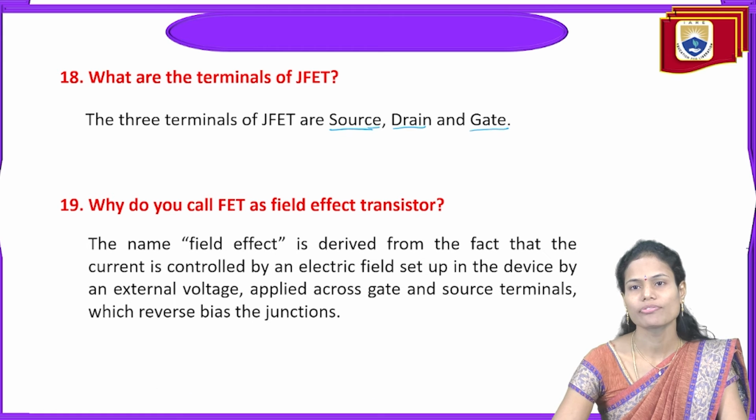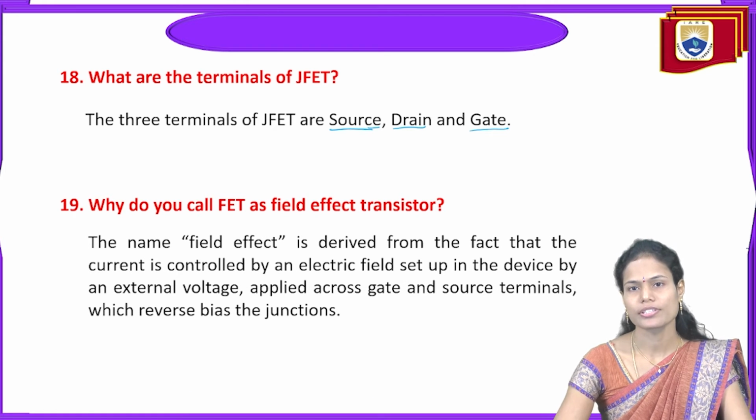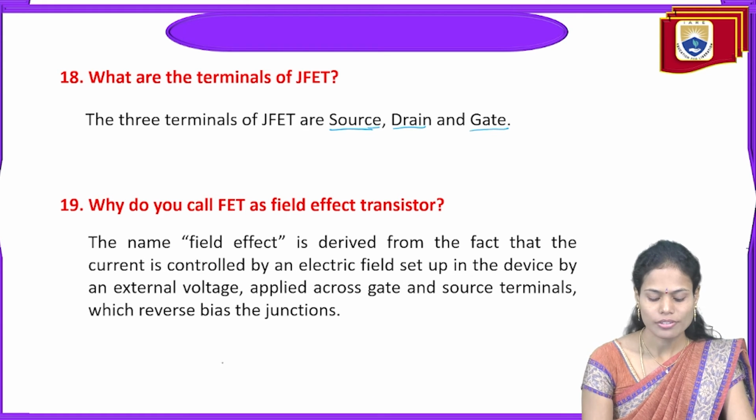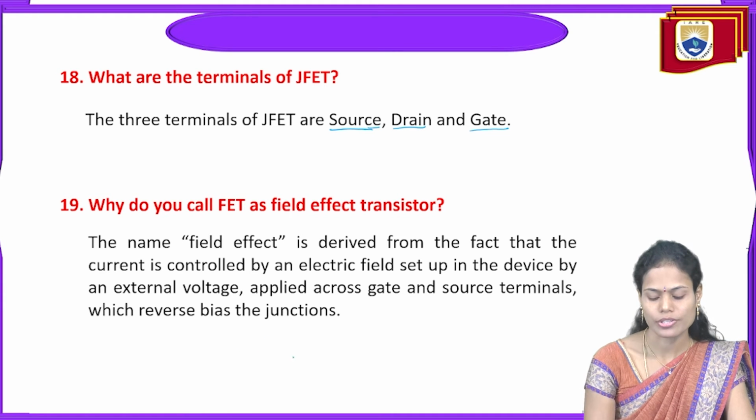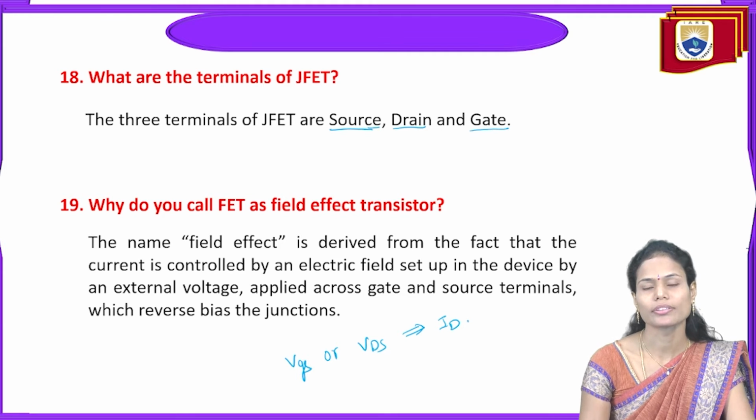And next one is, why do you call FET a field effect transistor? Why is it called a field effect transistor? In the case of FET, the current conduction is controlled by an electric field applied to it, that is nothing but the VGS voltage. Whenever we apply the VGS voltage or VDS voltage to the FET, only then will we get the drain current in the FET. That may be any type of FET.